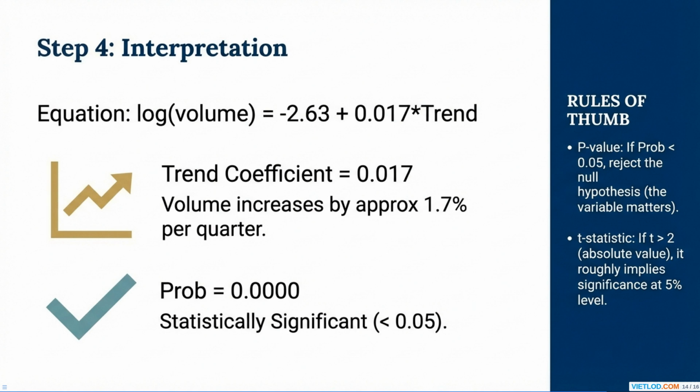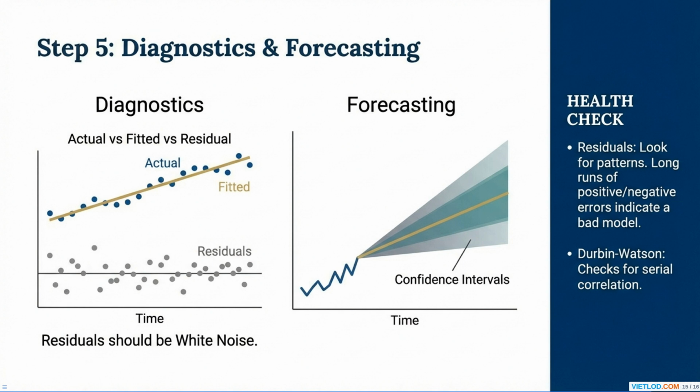To assess the reliability of this finding, we look at the p-value. The p-value for this trend coefficient is 0.0000, which is significantly smaller than the common threshold of 0.05. This leads us to confidently conclude that this upward trend is statistically significant, meaning it's highly unlikely to be due to random chance. As a quick rule of thumb, if the p-value is less than 0.05, we reject the null hypothesis, indicating that the variable is significant. Another useful rule is that if the absolute value of the t-statistic is greater than 2, it generally implies significance at the 5% level. With our interpretation complete, we now move to crucial diagnostic checks to ensure our model is robust.